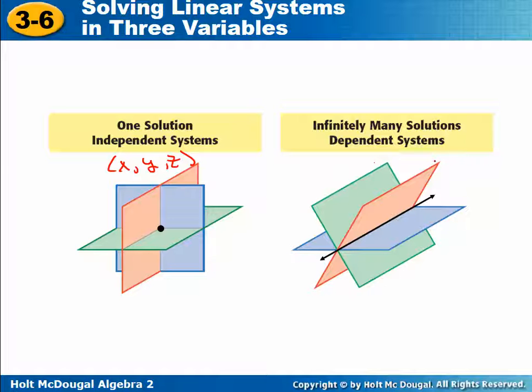We could also have this. We could have the 3 planes intersecting at one line. So there are infinitely many solutions because every point along this line, so it's not every point in the world, but every point along that line, whatever that equation is, would be a solution to this system. So those are our 2 times where we can have a solution. And again, this is what we're going to be looking at first, when there is one solution in an independent system.